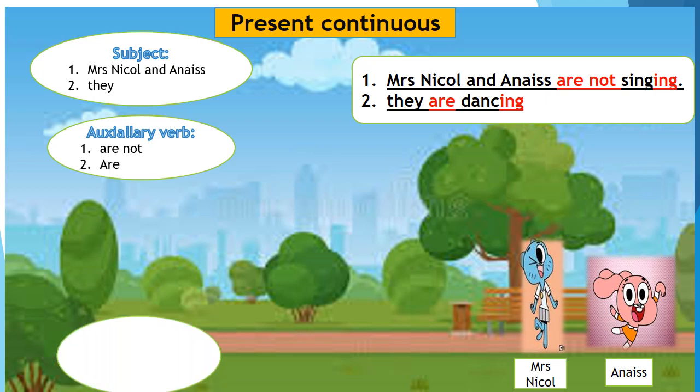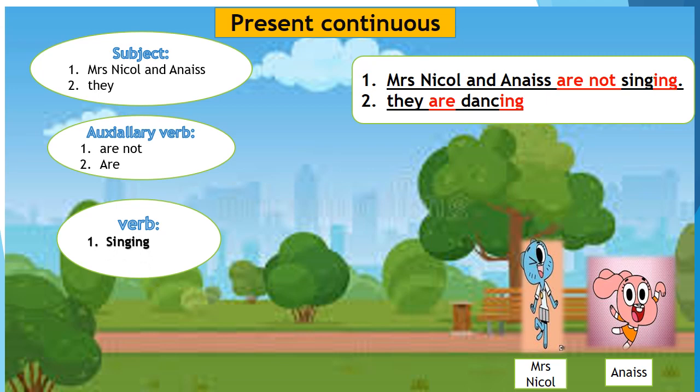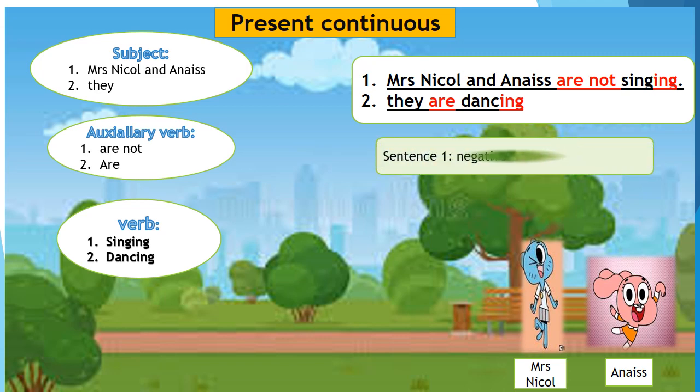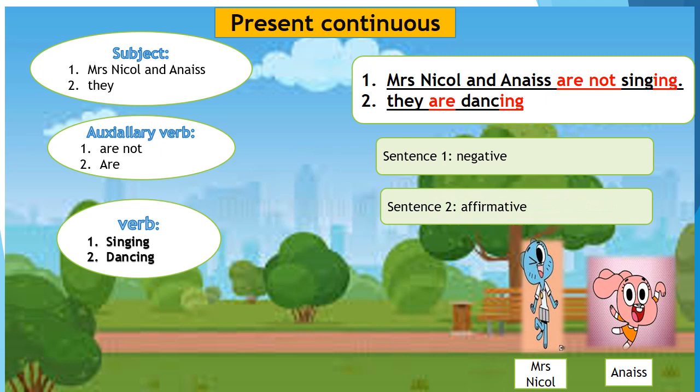Now, where are the verbs? Number 1, singing and dancing. Good. So what is the difference between sentence number 1 and sentence number 2? The difference is that number 1 is negative, are not singing, and number 2 it is affirmative.